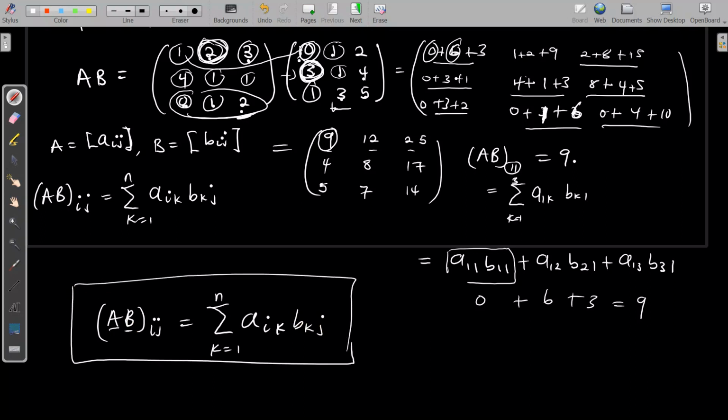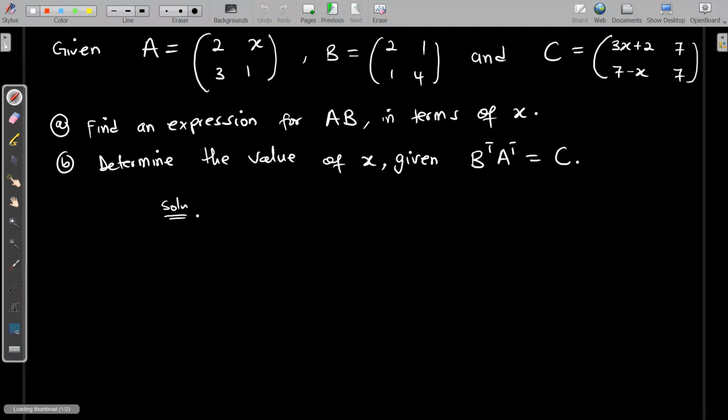All right, so now let's go to the next problem we can talk about. So here, given that A is 2 and then whatever we can think of, we want to write a relation between the product of A and B and then the matrix given C, right? So here we're going to use our idea in terms of matrix multiplication to solve this kind of problem, right? So what I'm going to do is find an expression for AB in terms of x.